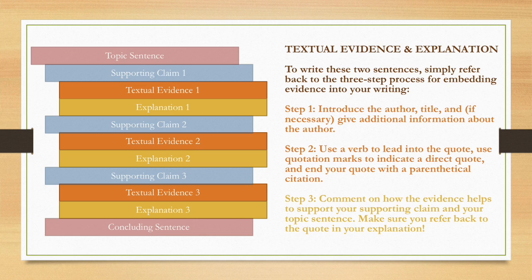So to write these 2 sentences, you're going to refer back to that 3-step process for embedding evidence into your writing. So first, you're going to introduce the author, title, and if necessary, you're going to give additional information about the author. Then you're going to use a verb to lead into the quote or paraphrase, and you're going to use quotation marks if you're quoting, no quotation marks if you're paraphrasing, to indicate a direct quote, and to end your quote with a parenthetical citation. And then finally, for your explanation, you're going to comment on how the evidence helps to support your supporting claim and your topic sentence. And you make sure that you refer back to the quote in your explanation. So steps 1 and 2 create your textual evidence sentence, and then step 3 creates your explanation sentence.